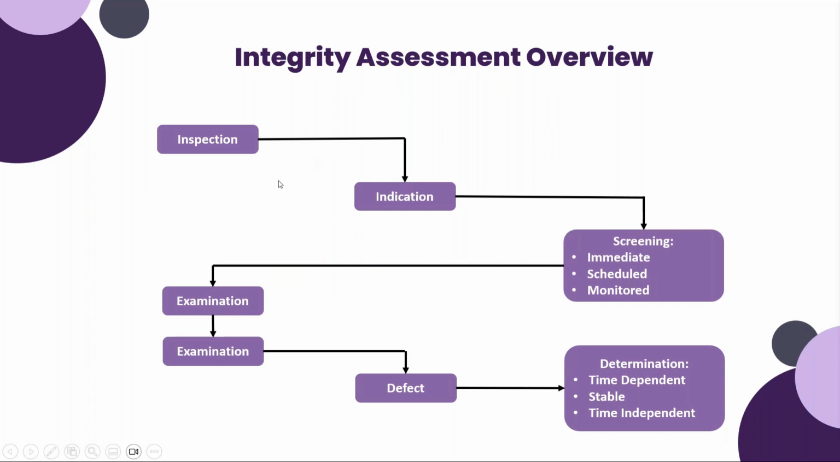So, integrity assessment overview. This is the typical thing. Screening. You've got your immediates, got to be done now. Scheduled, monitored. You do your direct exams. Do your R-string calcs. Do your defects. And then determine what type of defects they are, whether they're time dependent, like corrosion and things of this nature, okay, stable, and then time independent.